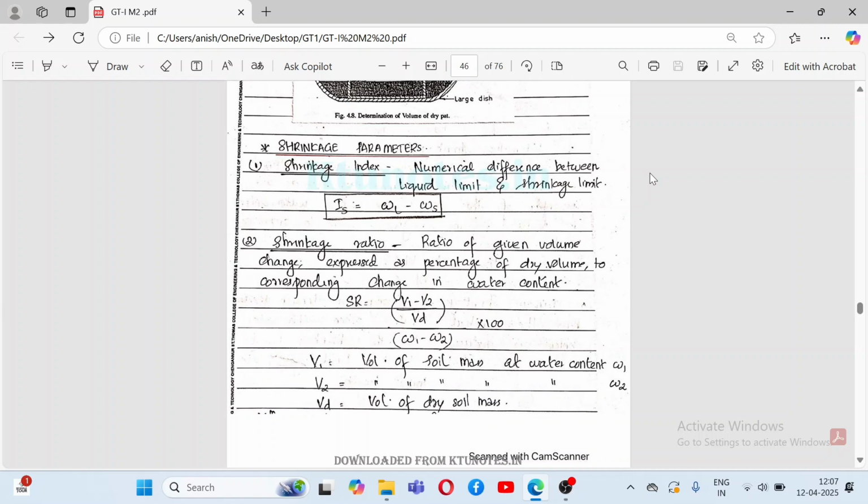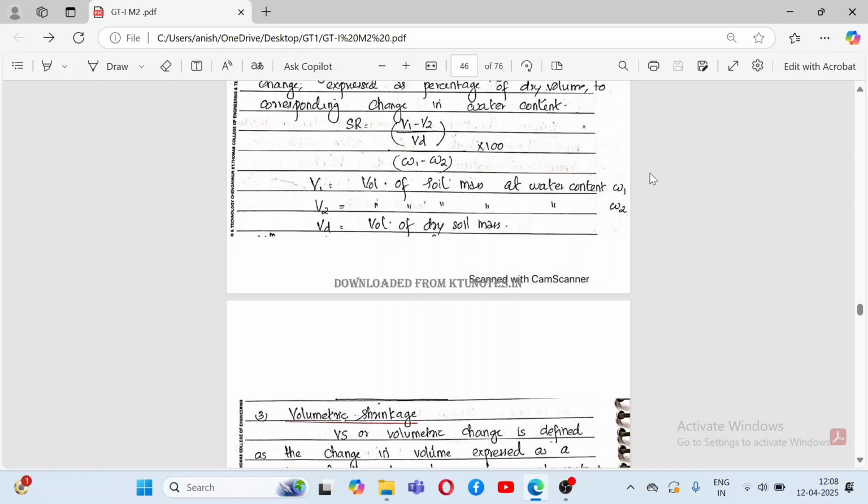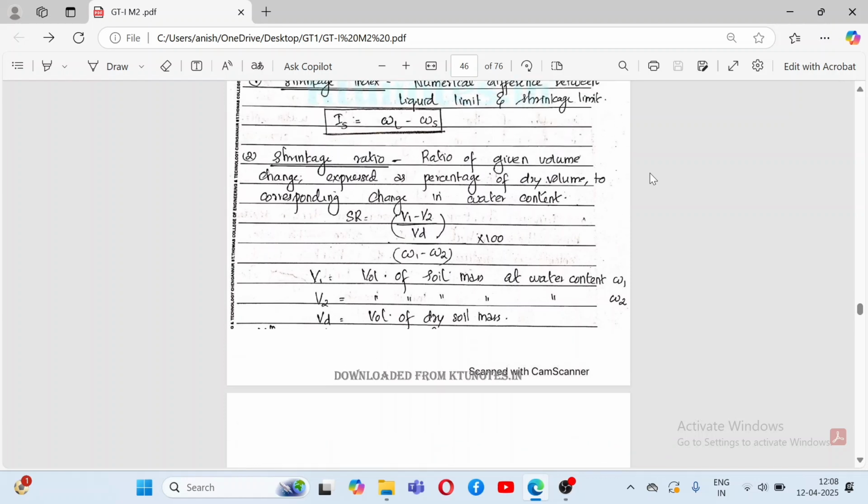Okay, most probably problems might be asked from these parameters. Otherwise they might ask questions like define shrinkage index, shrinkage ratio, volumetric shrinkage. Okay, there might be questions like that. So V1 is volume of soil mass at water content 1, W1, and V2 is volume of soil mass at water content W2. Okay, VD is volume of dry soil mass.